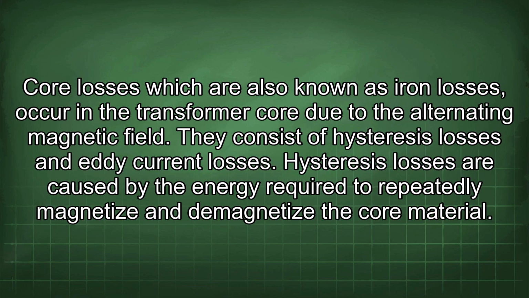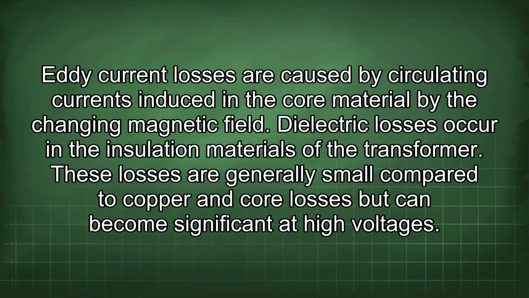Core losses, which are also known as iron losses, occur in the transformer core due to the alternating magnetic field. They consist of hysteresis losses and eddy current losses. Hysteresis losses are caused by the energy required to repeatedly magnetize and demagnetize the core material. Eddy current losses are caused by circulating currents induced in the core material by the changing magnetic field.